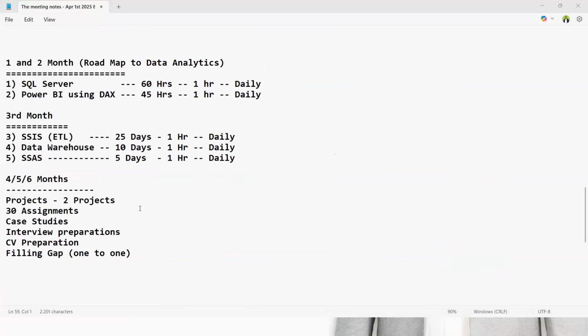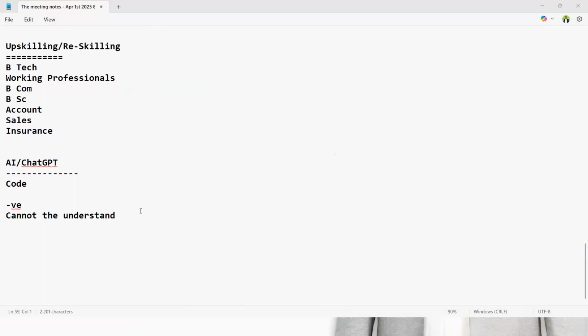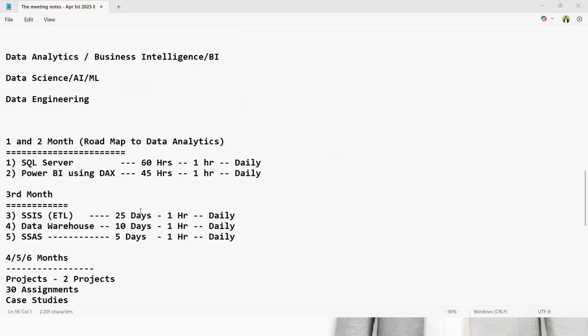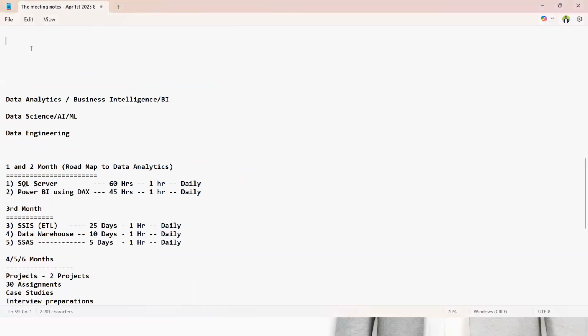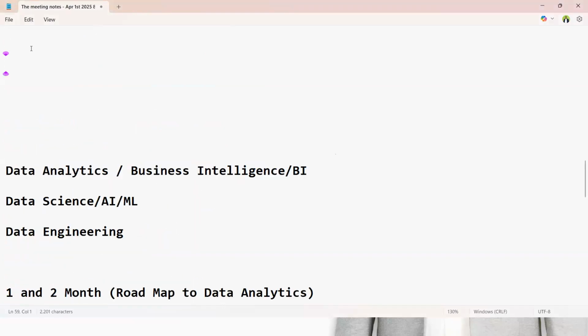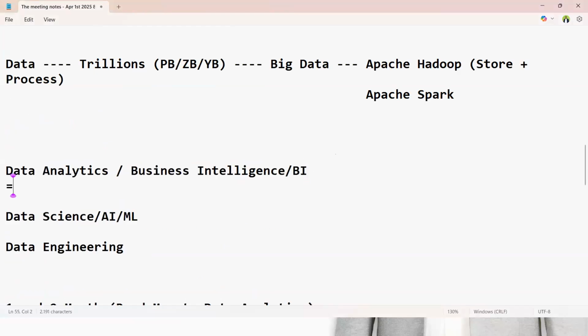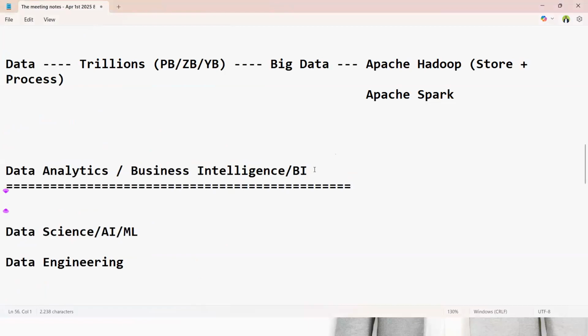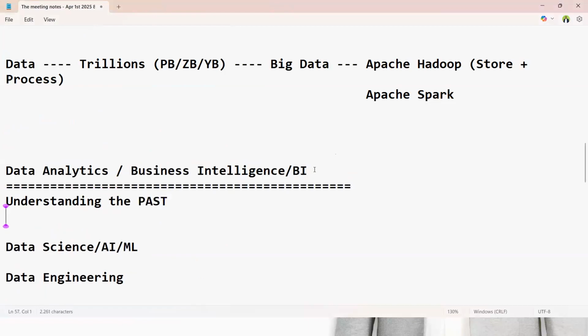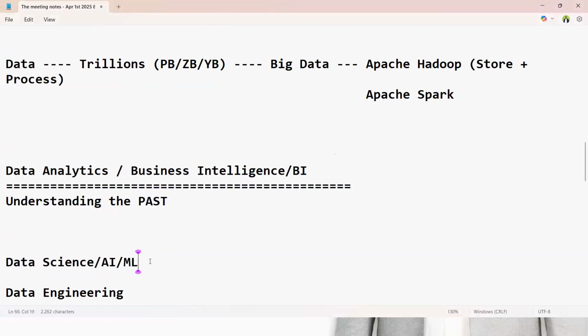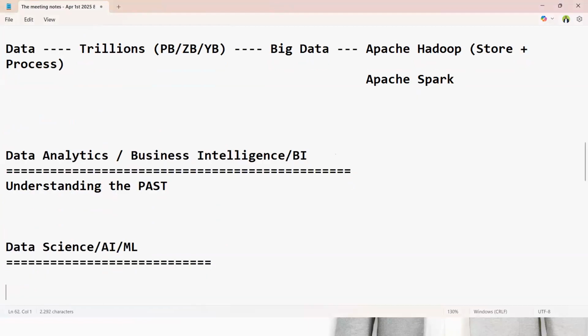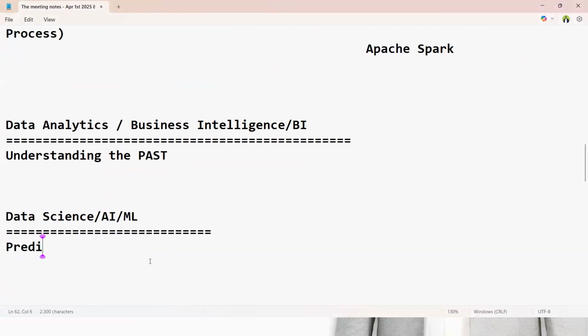What does data analytics mean? Okay. So what does data analytics mean? Data analytics means understanding the past. Okay, so many people will have a doubt. What is the meaning? Understanding the past is called data analytics, and data science or AI/ML means predicting the future. Okay. So both of them are not the same. Both of them are completely different.